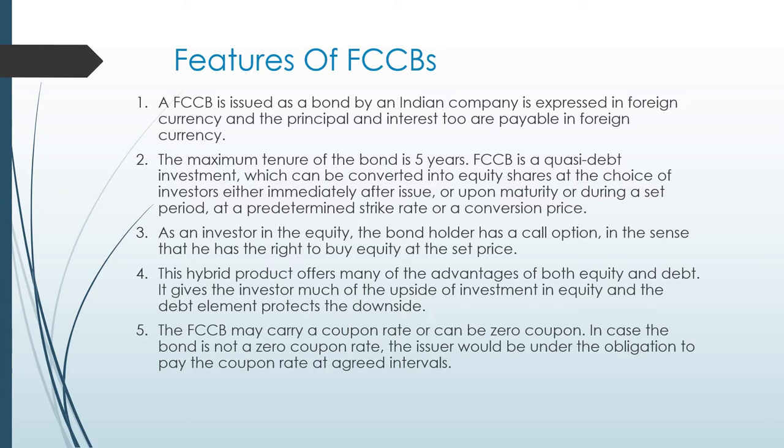This is a hybrid product because it offers both advantages of equity and debt. It gives the investors much of the upside of investment in equity, and the debt element protects the downside. The FCCB may carry a coupon rate or can be zero coupon. A coupon rate is generally a specific percentage of interest that it carries, or zero coupon. Zero coupon basically means zero interest. You don't have to pay interest on it, but there is a specific amount which you have to pay after its maturity. In case the bond is not a zero coupon bond, the issuer would be under the obligation to pay the coupon rate at agreed intervals.